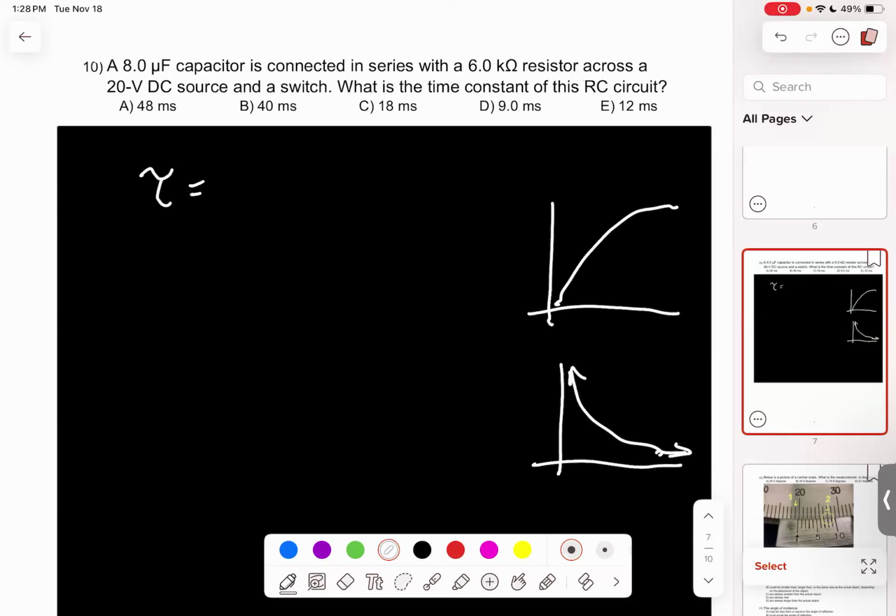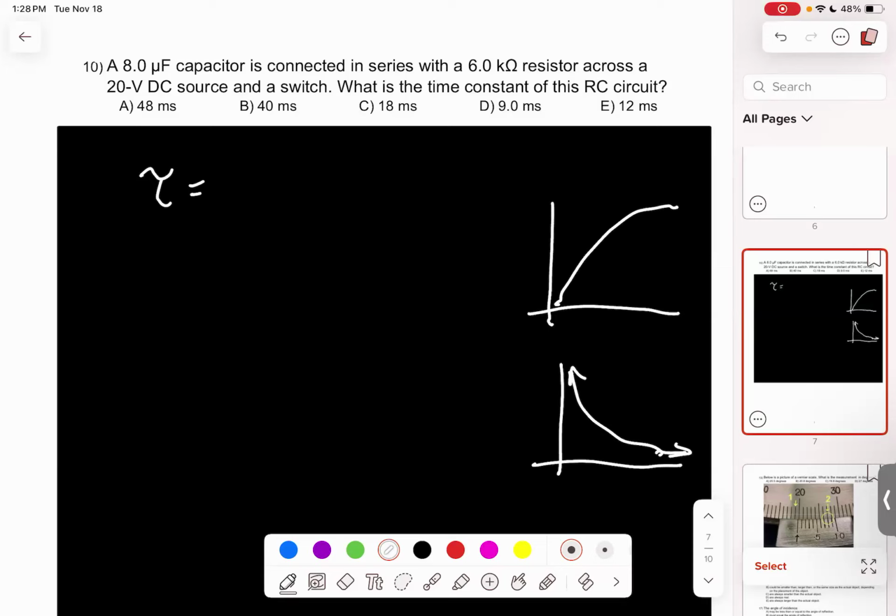Usually after one tau of charging, it's charged up to about 63% of the max capacitance. So it ramps up fairly rapidly, depending on what your time constant is. And it does that for all capacitors, which is pretty cool, right?